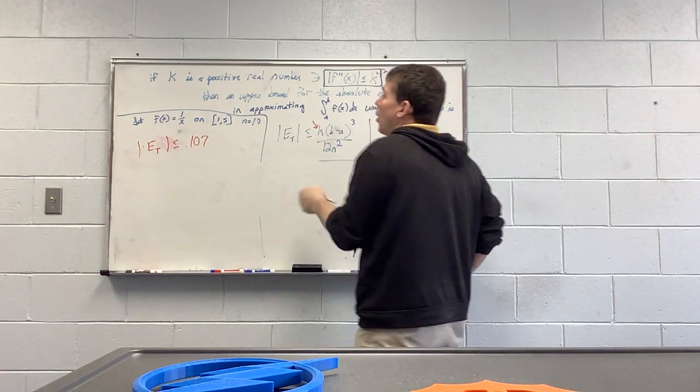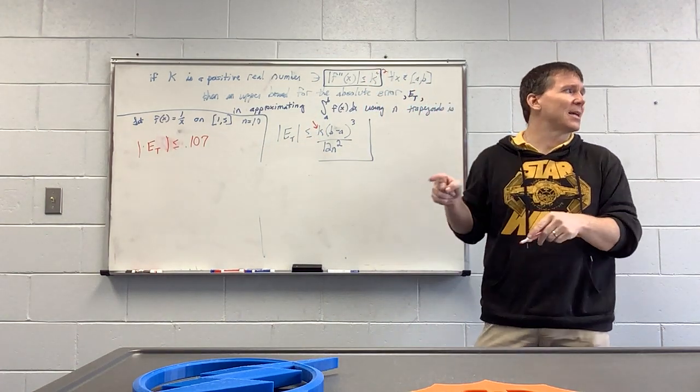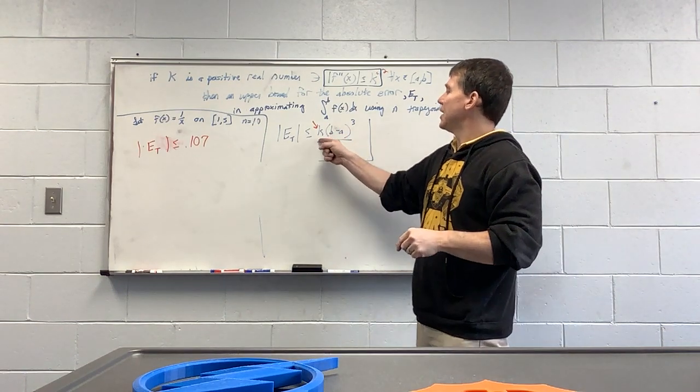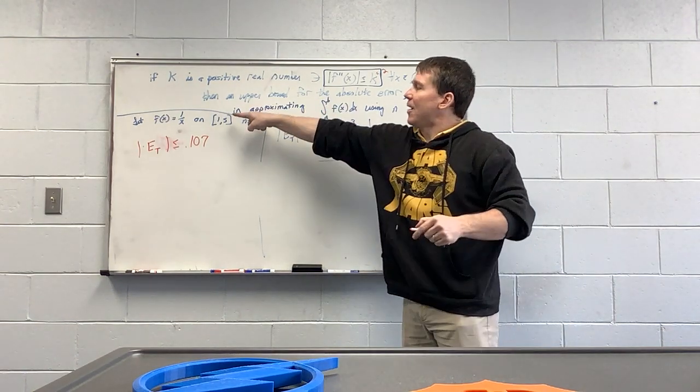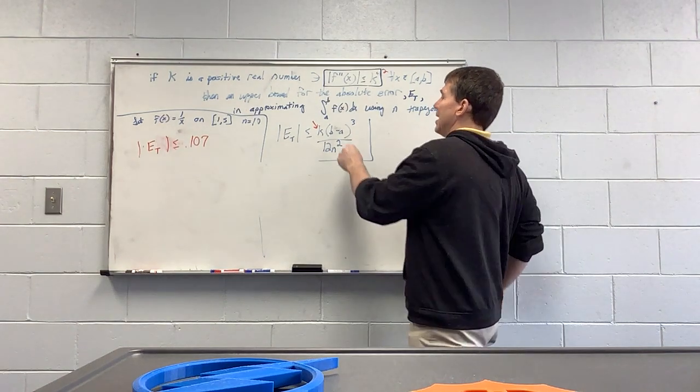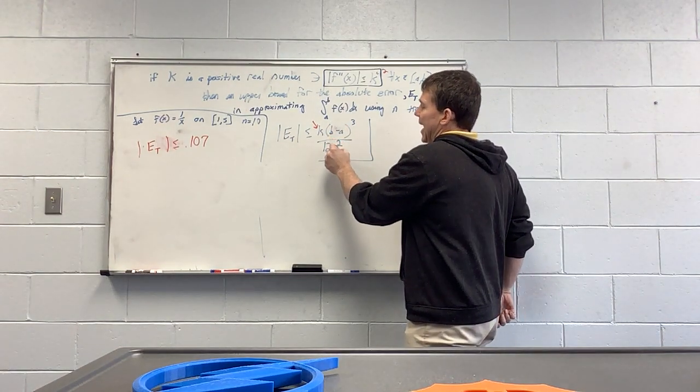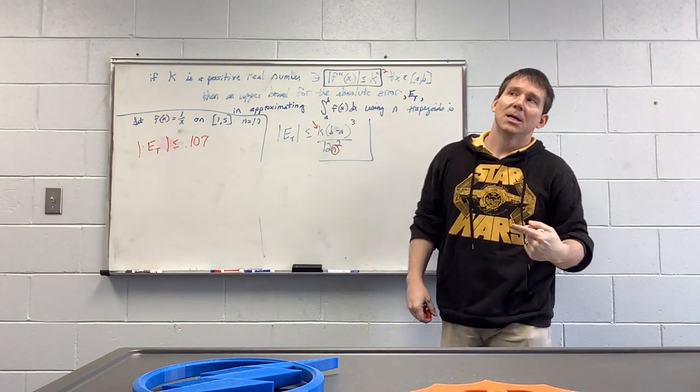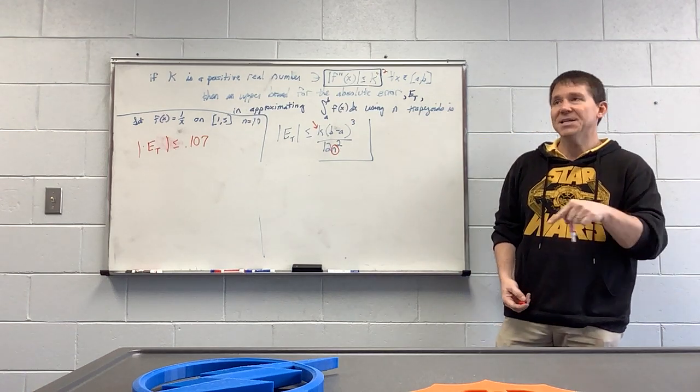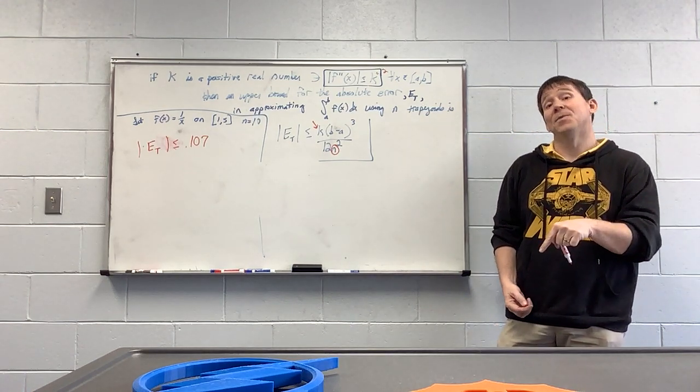K is always a constant. I find it by way of the second derivative, so that's not going to change. B and A are my interval. Those are constants. They're not going to change. N is the number of trapezoids. That can change based on the number of trapezoids I have.